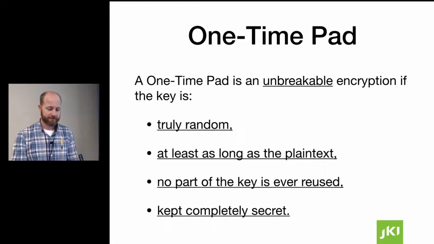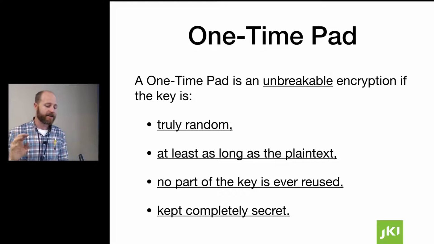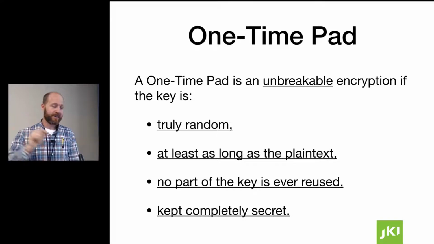All right, makes sense. So there's a really cool thing called a one-time pad. And a one-time pad is an unbreakable encryption. And when I say unbreakable, it's even theoretically based on mathematical proofs and first principles. It is unbreakable if the key is truly random, meaning it was created by a random number generator, not just me typing my secret password.